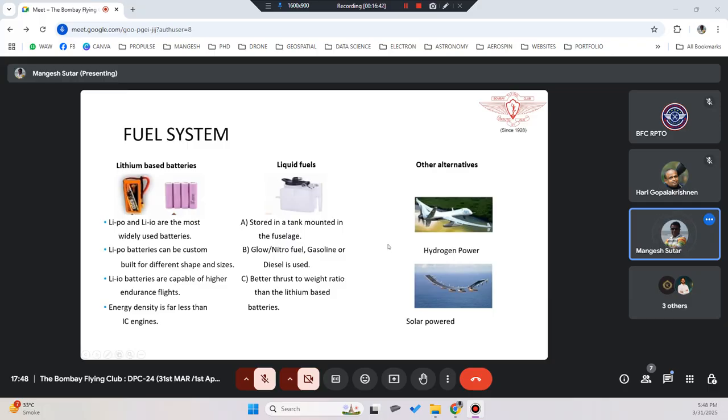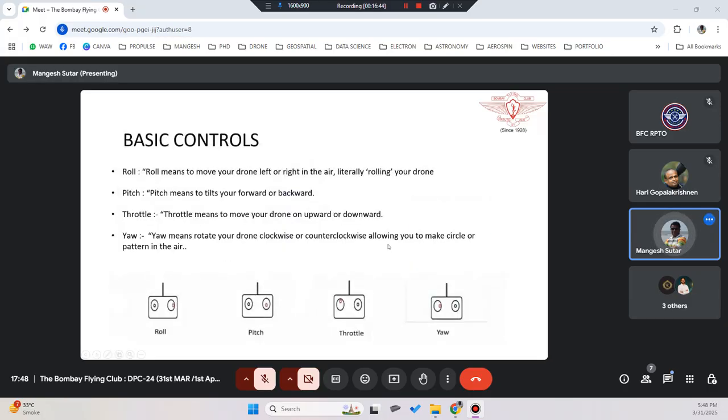Okay. So, what are the basic controls? As we said, roll means to move your drone left or right in the air. Literally rolling your drone. So you have to think from the roll perspective, whereas pitch means tilt you forward or backward.